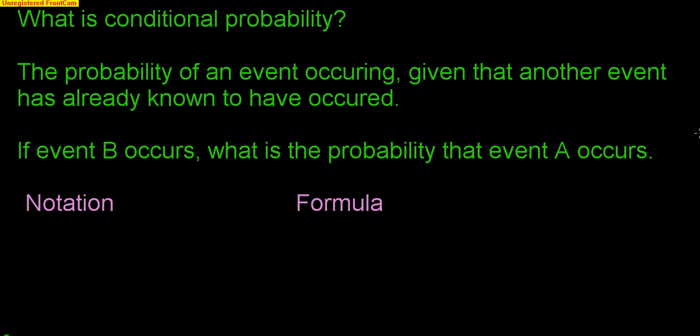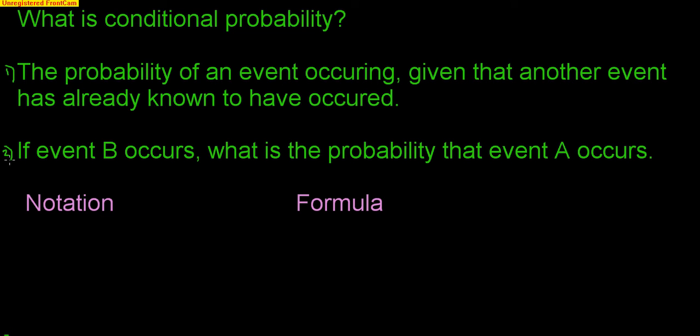I actually wrote two statements here to help clarify what conditional probability is. The first statement is the probability of an event occurring given that another event is already known to have occurred. So the idea is now we're going to look at the probability that event A happens if we know that event B has already occurred. And that is the second definition I wrote here. It's the idea that, hey, we know that B has already occurred. What is the probability that A also occurs?